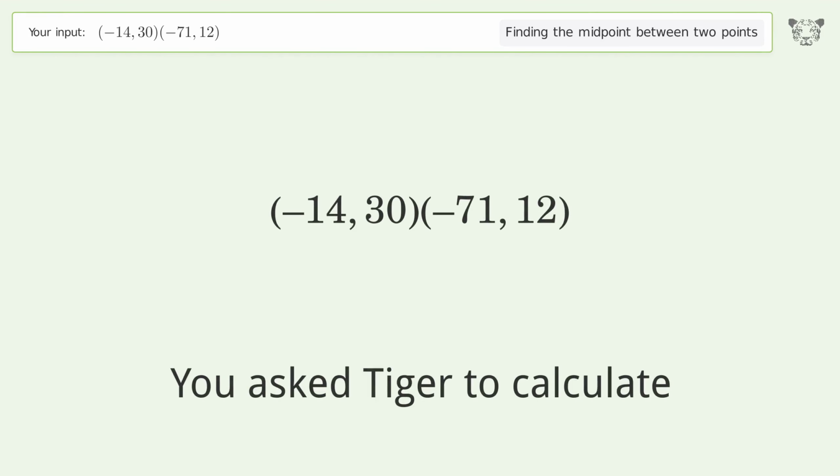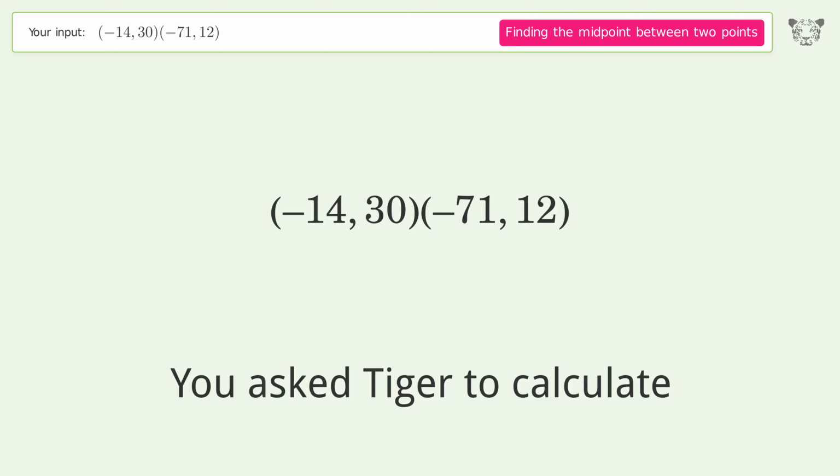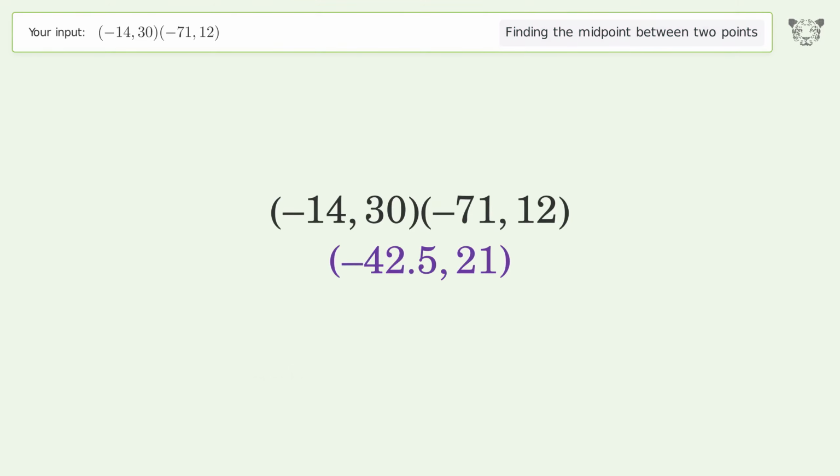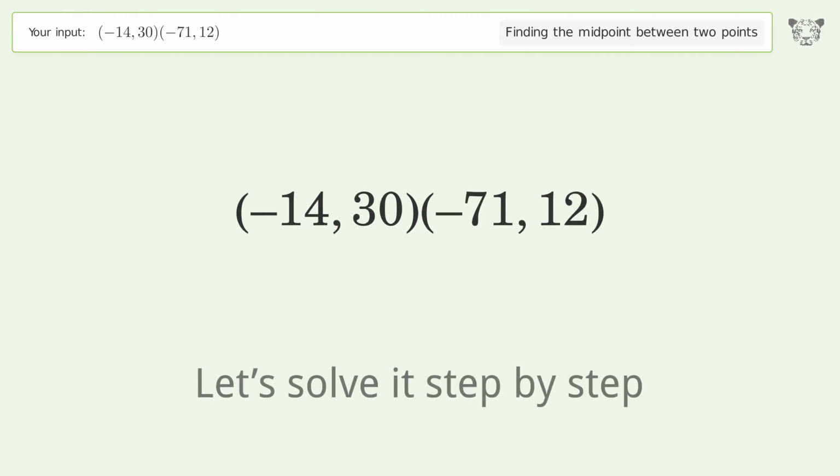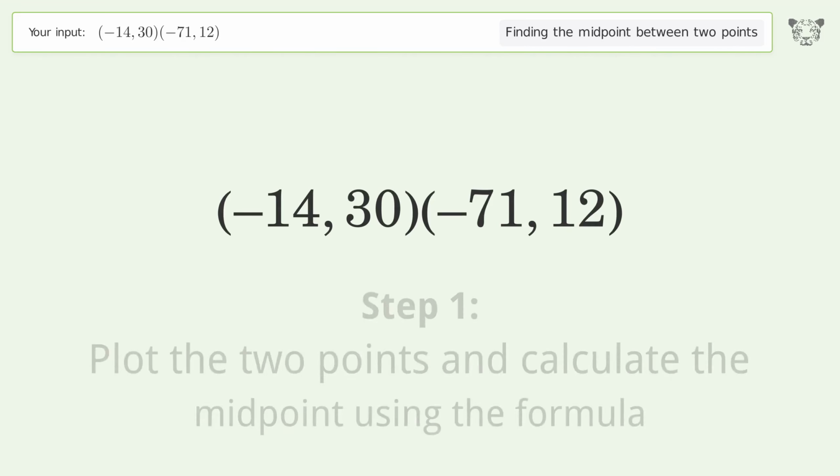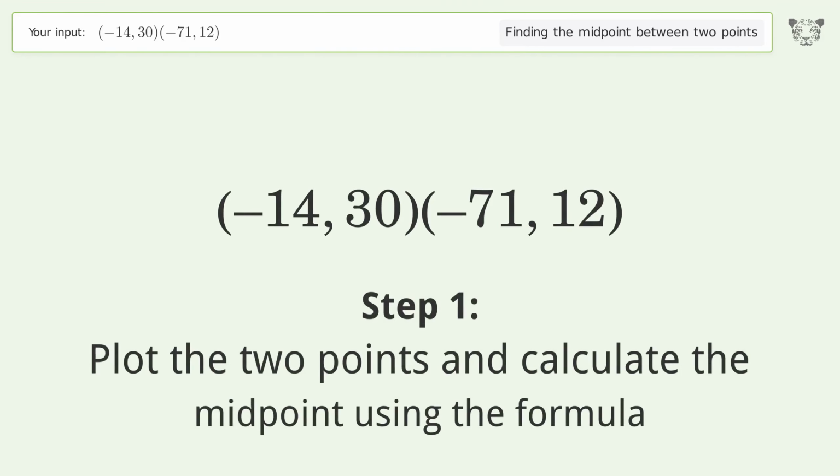You ask Tiger to calculate. This deals with finding the midpoint between 2 points. The midpoint between the 2 points is negative 42.5, 21. Let's solve it step by step. Plot the 2 points and calculate the midpoint using the formula.